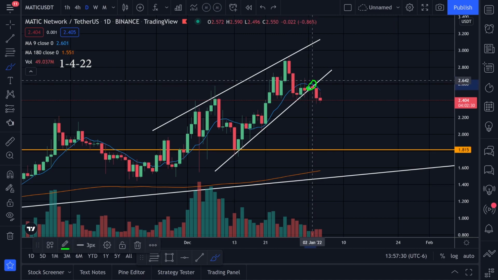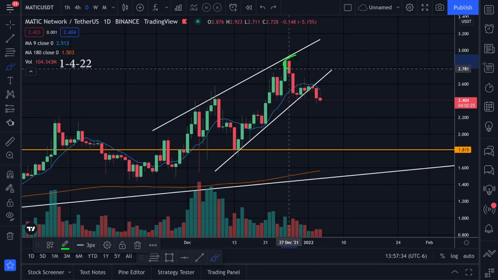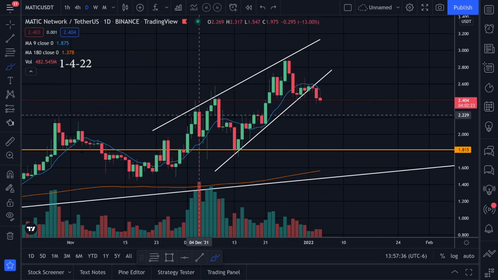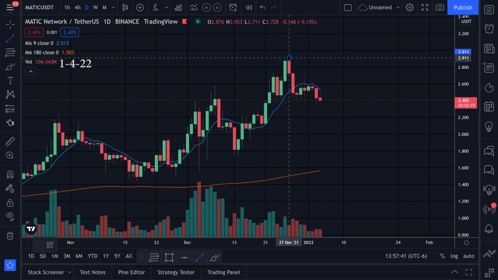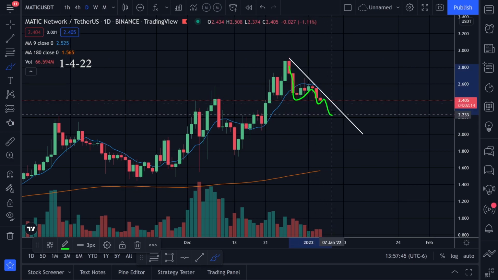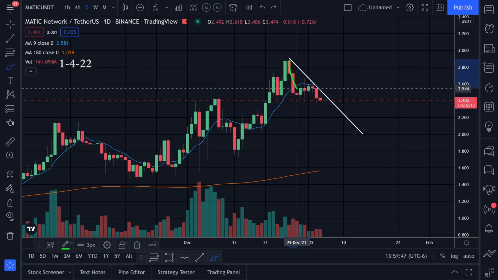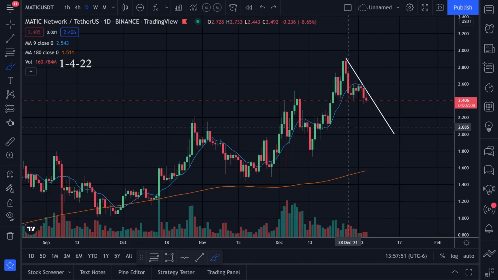We actually broke this up support line going to the downside right here, and now what I'm looking at is resistance right here and resistance right here. We can probably go ahead and delete all those lines and do a trend line like this, because this is the main thing we're looking at. Until we break this downtrend going to the upside, then I'm assuming that it might give us some problems and push us down.